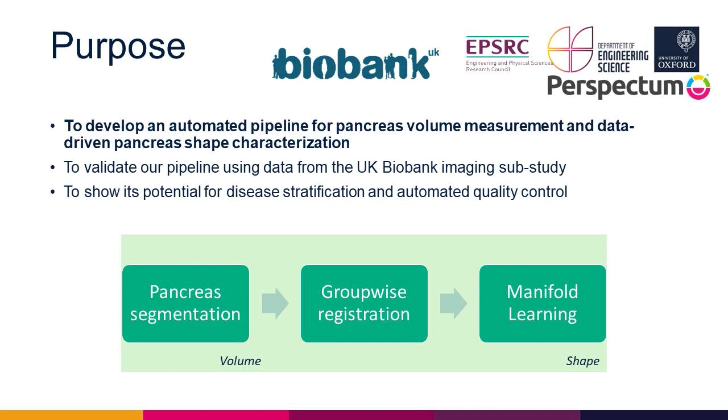The pipeline is based on initial deep learning-based pancreas segmentation. Then we use a computational anatomy method that involves registration of the segmentation masks towards a group average. And finally, we exploit the difference of each subject from the group average using manifold learning. We aim to validate our pipeline using data from the UK Biobank imaging sub-study. We show its potential for disease stratification and automated quality control.